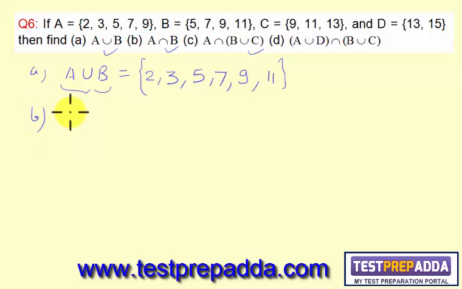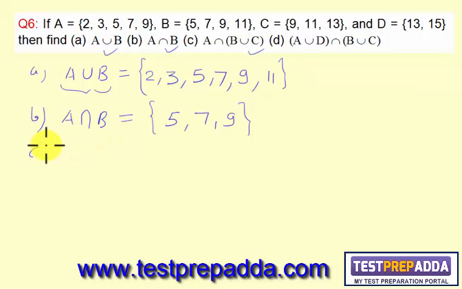Now if I try to find A intersection B, I need to select those elements which are common to A and B, which are present both in A and B. So what are those elements? You can see 5 is there in A as well as B. 7 is there in A as well as B. 9 is there in A as well as B. So 3 elements are there in this set A intersection B.